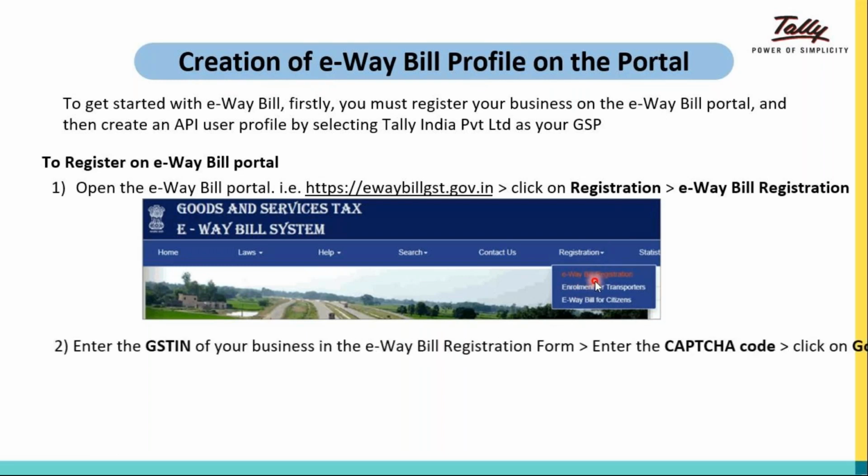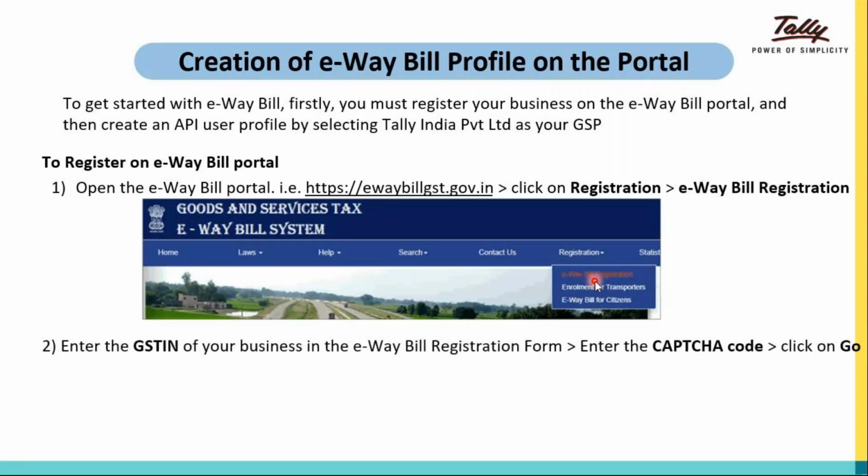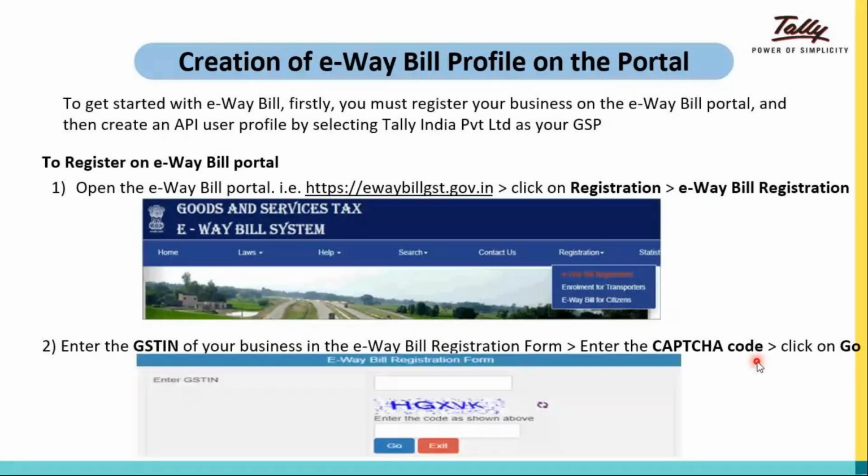After that, we must enter the business GST registration number, the 15-digit number, and we have to enter the captcha code. All of you know what a captcha code is, right? I will show you. After you click on e-waybill registration, you will be directed to this screen, wherein in this field you have to mention the GST registration number of the company, and here you have to enter the captcha given here. You can see here HGXVK. This is called a captcha. So we must enter that and click on this Go.